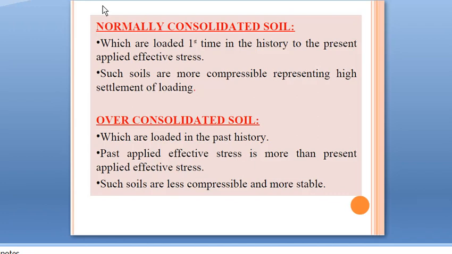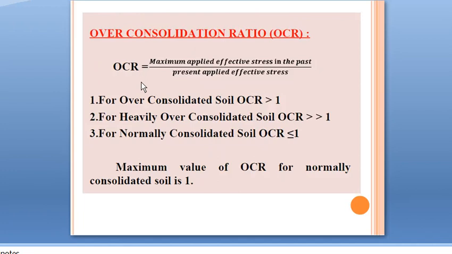We have also discussed what is normally consolidated soil and over consolidated soil, and this over consolidated soil has undergone a pressure which is greater than the current existing pressure. And what is over consolidation ratio? It is the maximum applied effective stress in the past divided by the present overburden pressure. For over consolidated soil this will be greater than 1, because the past pressure is more than the current pressure, so OCR is greater than 1. For normally consolidated soil, the over consolidation ratio is less than or equal to 1, that is, the maximum value is 1.